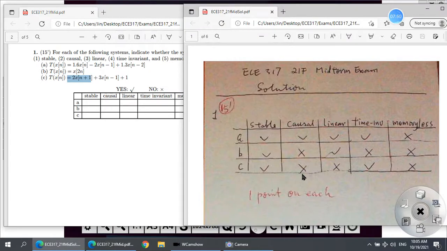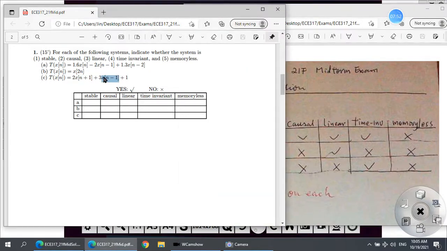And the causal, no. You have n plus 1 here, so it is not causal, right? It depends on some future value.